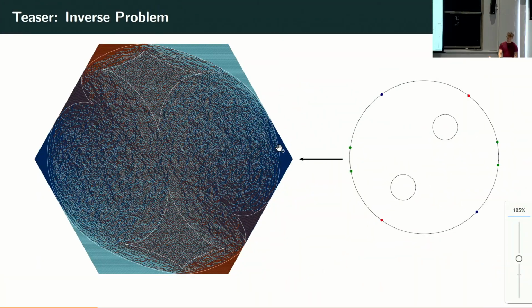So in this picture, this is a large hexagon. It's populated with weights coming from just this data right here. So this Riemann surface on the right is used for two things. It populates our graph with weights. Then I do a simulation and I get this colorful picture underneath.